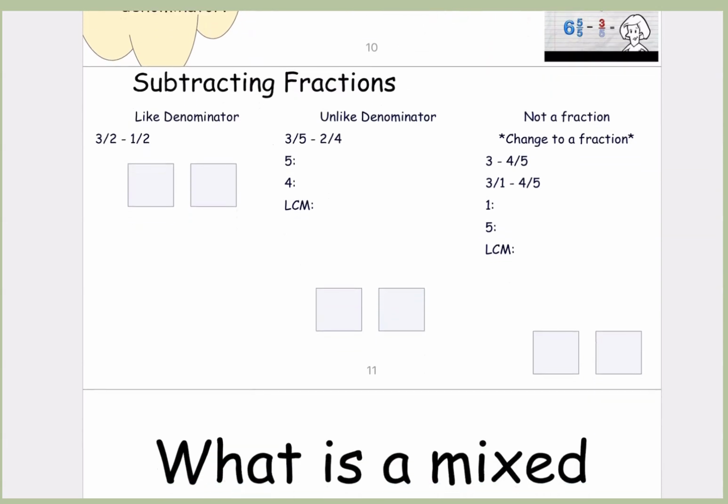Let's begin by subtracting fractions that have a like denominator. Here, our denominator is 2. That means the number of parts that are needed to make a whole are 2 parts for each of the sections. We can also see that we start with 3 parts. 1, 2, 3, and then we subtract 1 of those 2 parts. That leaves us only with 1 whole, or 2 parts out of 2.